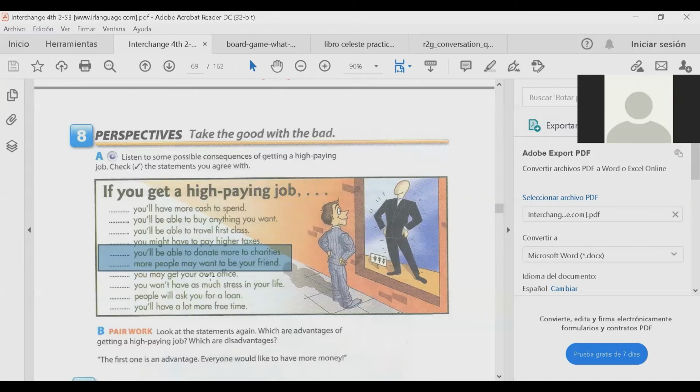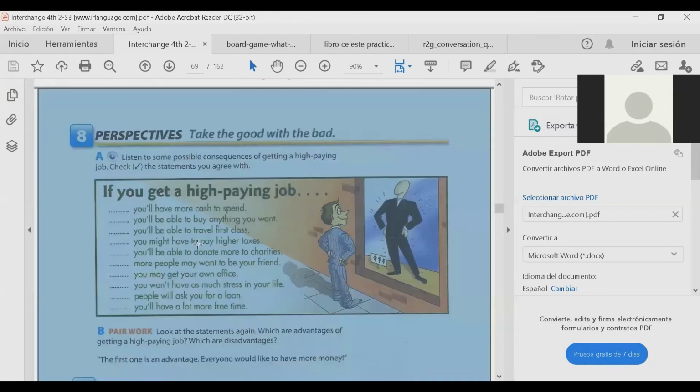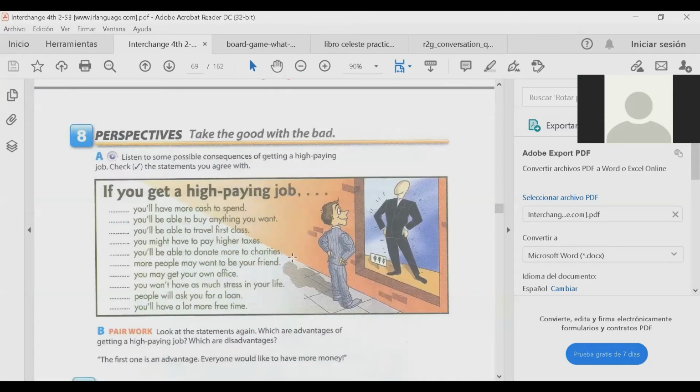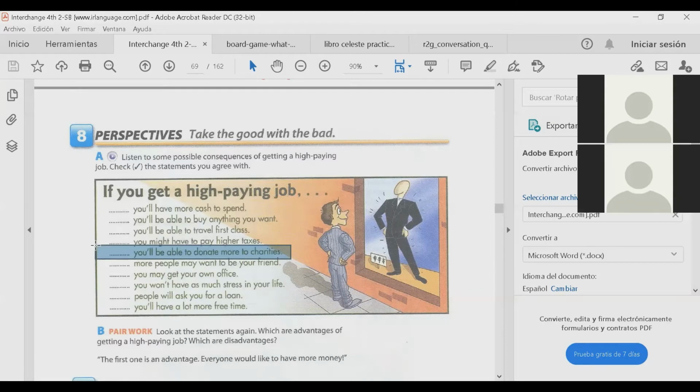Maybe Haziel can hear me reading over here. Tell me if they are an advantage or a disadvantage. Okay, what about this one? Haziel, what is charities? Like caridades, okay. That's an advantage. You will be able to donate, right? Okay, that's positive.